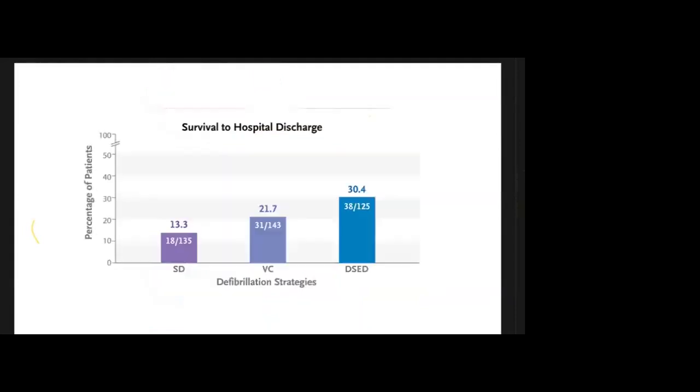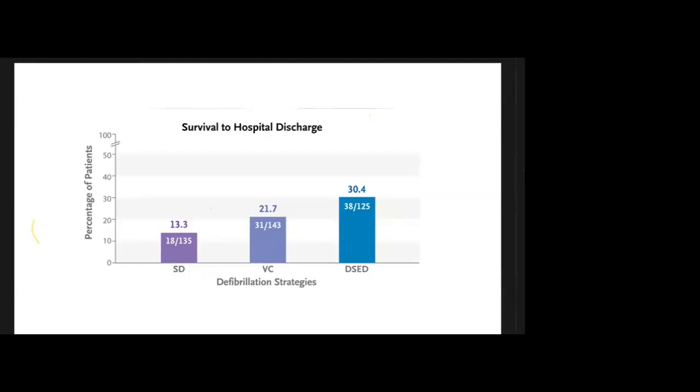They found that those who had the double sequential, so the 2 shocks at the same time, did the best for survival to hospital discharge. Those who had vector change did pretty good. And then the regular old same thing had the worst outcome.